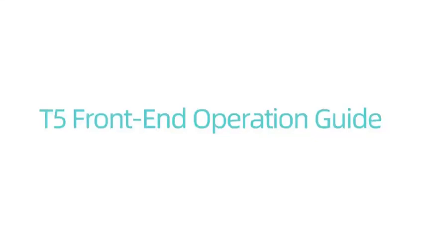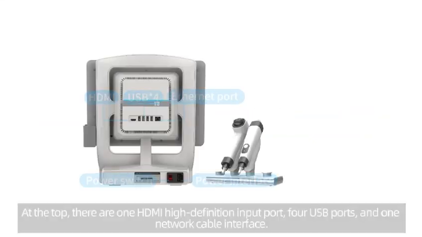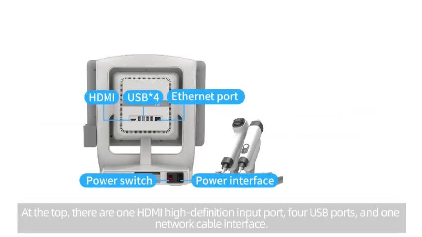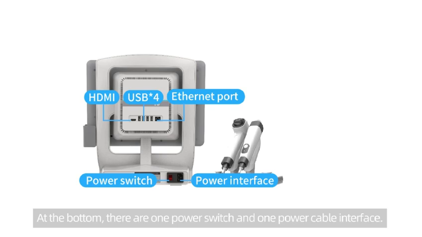T5 Front-End Operation Guide. Powering on. At the top, there are one HDMI high-definition input port, four USB ports, and one network cable interface. At the bottom, there are one power switch and one power cable interface.